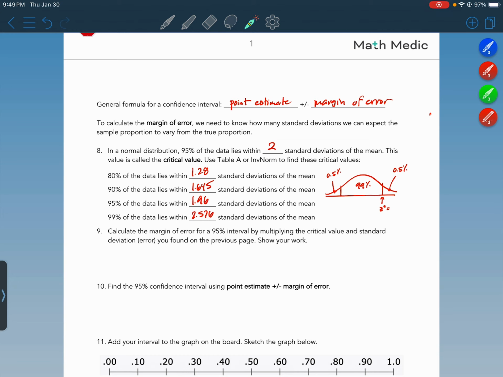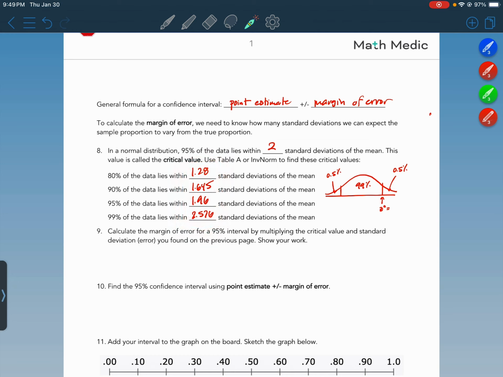Now we know how to find these critical values. You first decide how confident you want to be, and then once you've selected a confidence level, you can use table A, or probably better, just use inverse normal to look up what critical value to use.